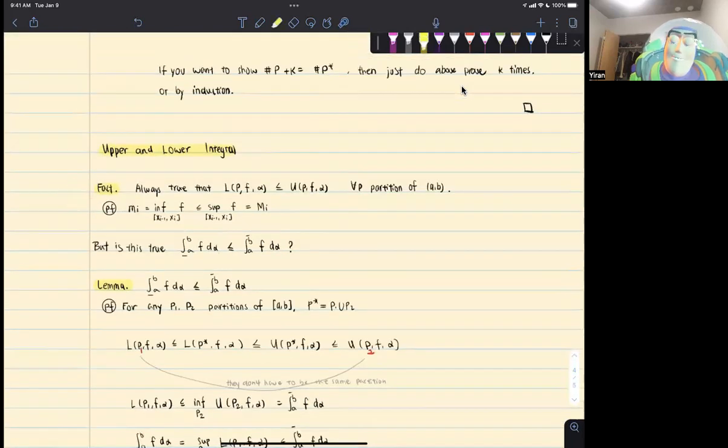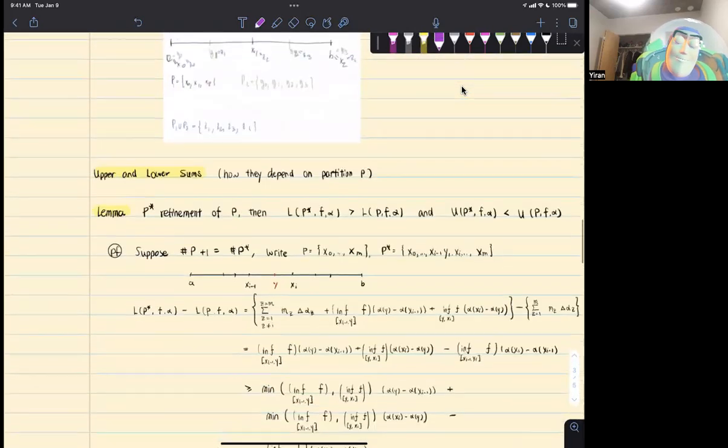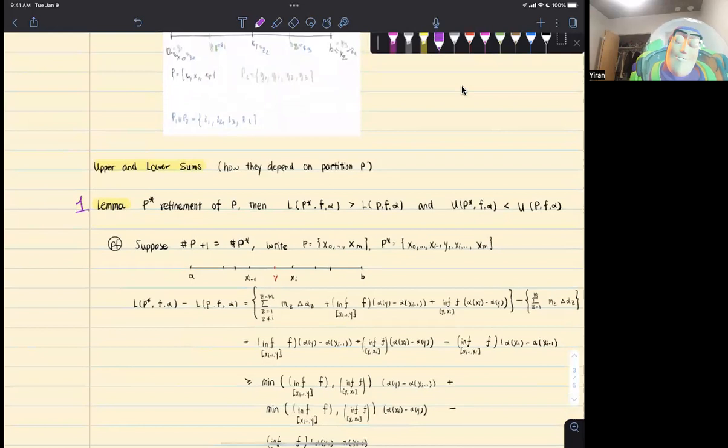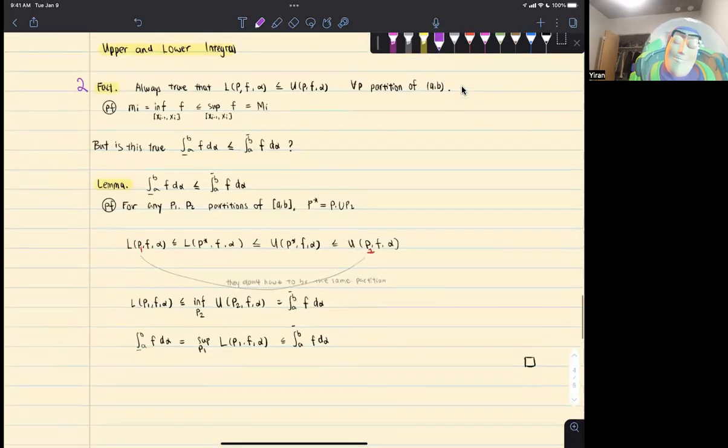Let me actually write them in. So this is fact 2, right? And this is fact 1. So here we're using fact 2. Okay, and here we're using fact 1. And here we're using fact 1.